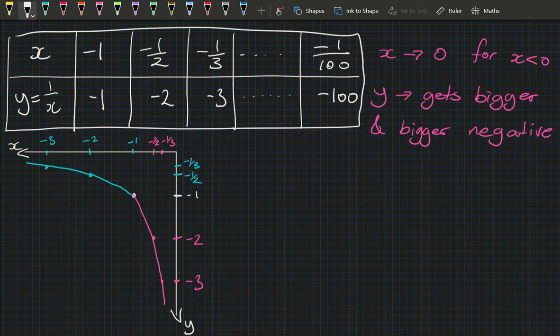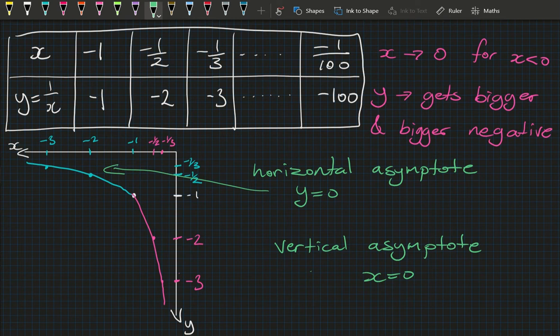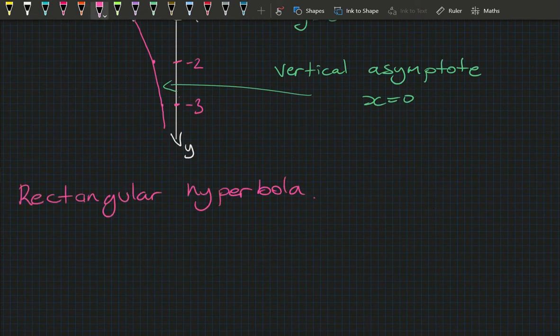But hopefully, despite my lack of artistic skills, you can see that we've still got a horizontal asymptote here of y equals 0, as we're heading off to -infinity there. And there's a vertical asymptote of x equals 0. Well, as x gets closer and closer to 0, y heads off to -infinity there. So with our vertical asymptotes for both the positive and the negative versions of x, this is why we call this graph a rectangular hyperbola. That's the graph for y equals 1 on x.